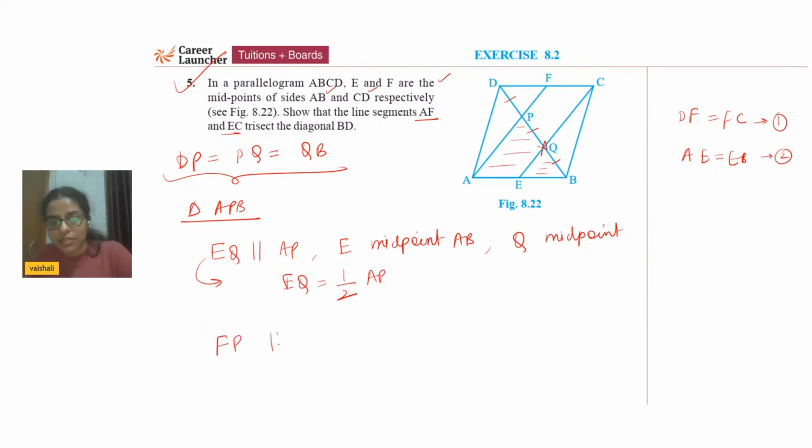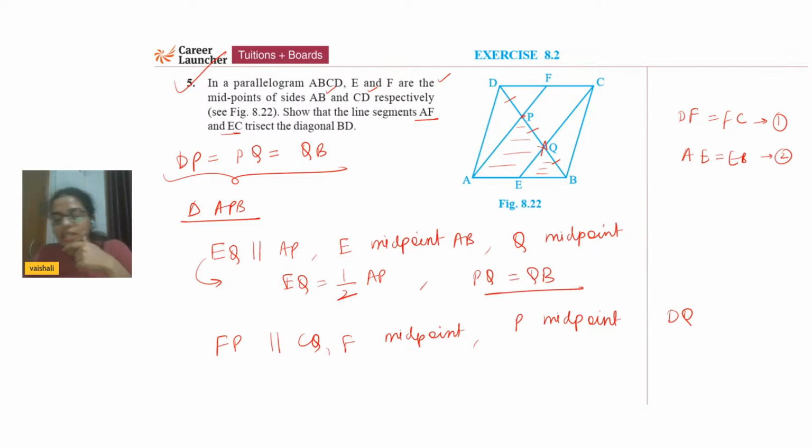तो my FP is parallel to CQ, and considering the fact that my F is the midpoint of DC, so it means my P will also be the midpoint. ठीक है? So P will be the midpoint of DQ. Right? So from this, what can I say? So because over here we have proven that my P is the midpoint, my PQ is equal to QB, and from this point we can say my P is the midpoint.